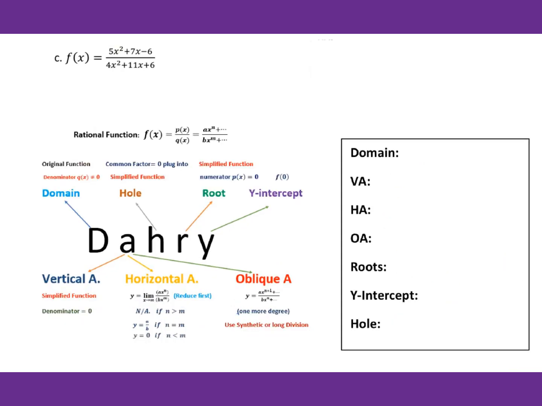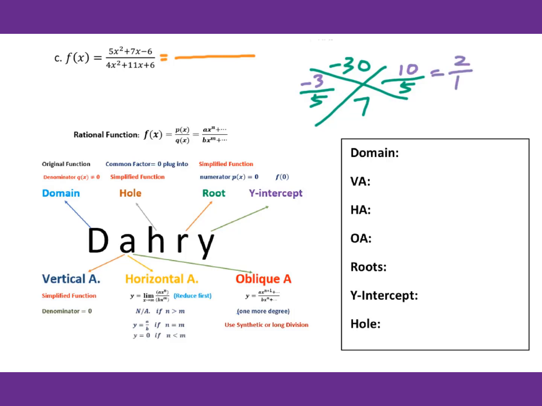Let's go to C. We still need to do the factoring for the numerator and the denominator. For the numerator, we do ninja x. So we get negative 30 because 5 times negative 6. This is 7 over 5 over 5. For negative 30, you can get 10 times negative 3. Reduce, you get 2 over 1. Then you put the x here, do the bottom up. You will get x plus 2 times 5x minus 3.